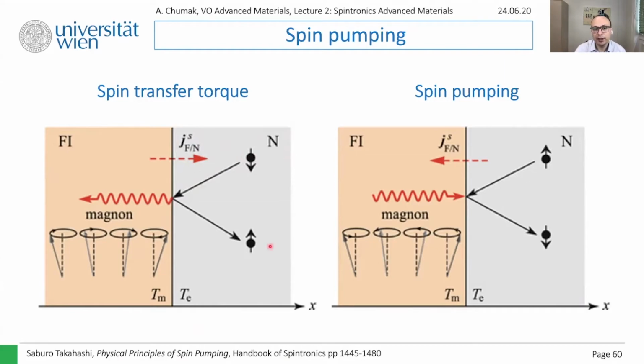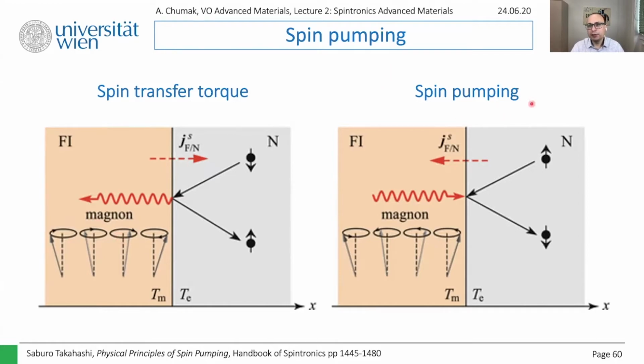So the reflected current will have a different spin polarization, and you give spin angular momentum to your magnetic system and excite magnetization precession, or in some cases you can speak about propagating spin waves and their quanta, magnons, like it's shown here. But all this we discussed. So you have a DC current, and you excite RF magnetization precession.